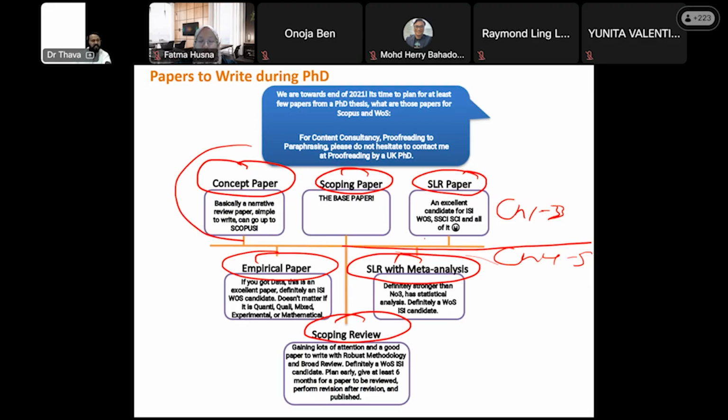Chapters 1 to 3, immediately start. Once you finish 1 to 3, immediately start on this, because it takes time to get acceptance.